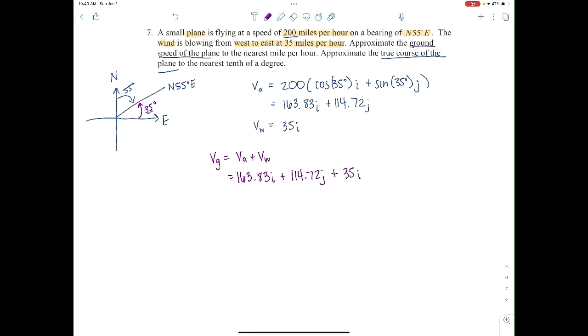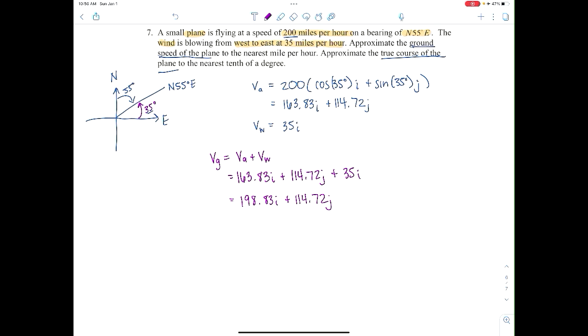Now we just combine our i's because the j doesn't have anything being added to it. So 163 plus 35 gives us 198.83 i plus 114.72 j. So this is the vector of our ground speed of the plane. So this is the vector of the plane if it were moving on the ground. So this is the air plus the wind.